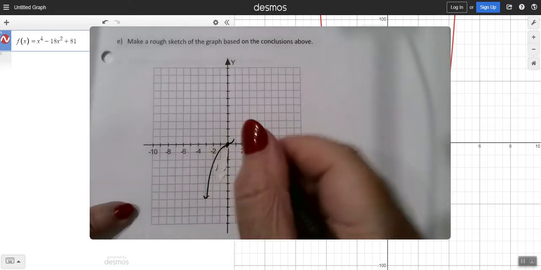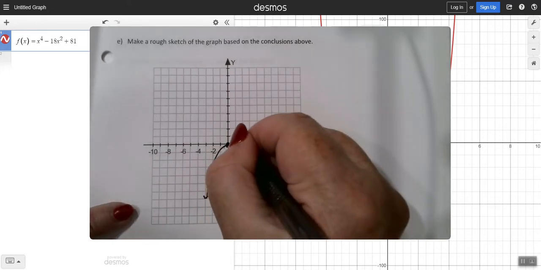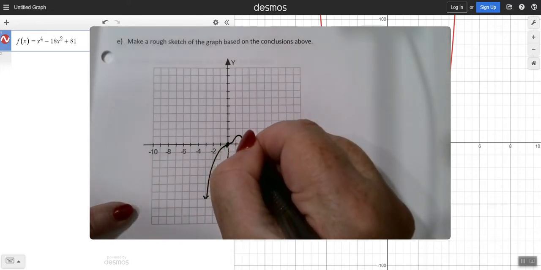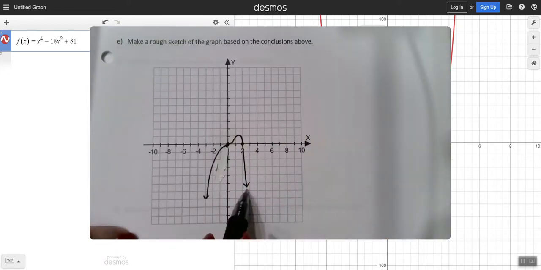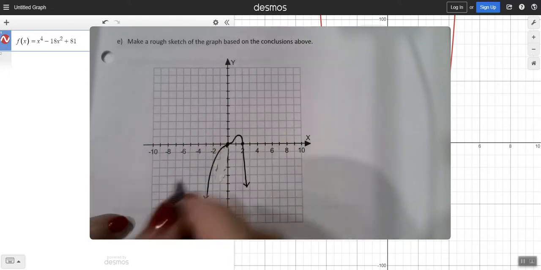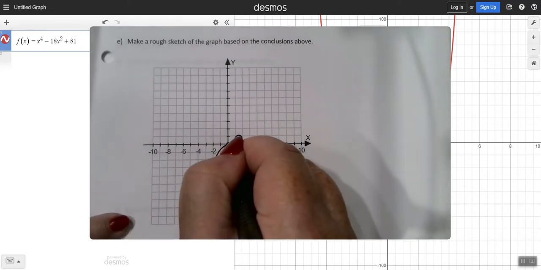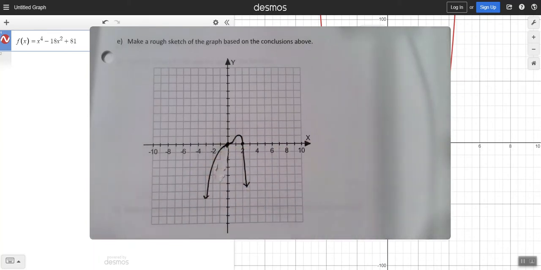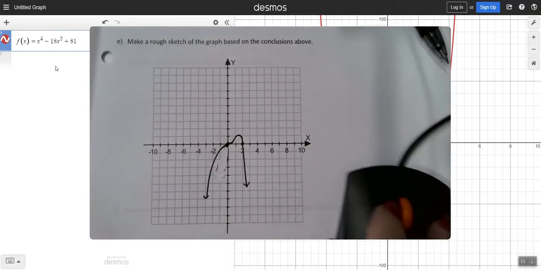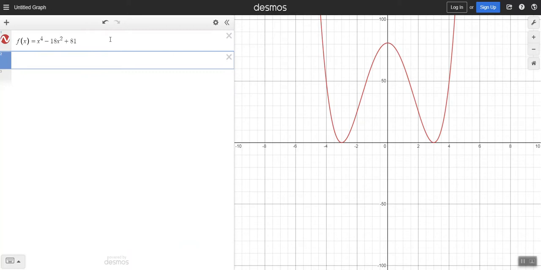Now I'm going to have some kind of a maximum so I can come back down and cut back through here at the 2, and then it goes down to the right. So I'm thinking this overall is the look that we're going for. Cuts through at 0 with an inflection point or a little wave, and then straight down through the 2. Let's see what Desmos has to say about it.